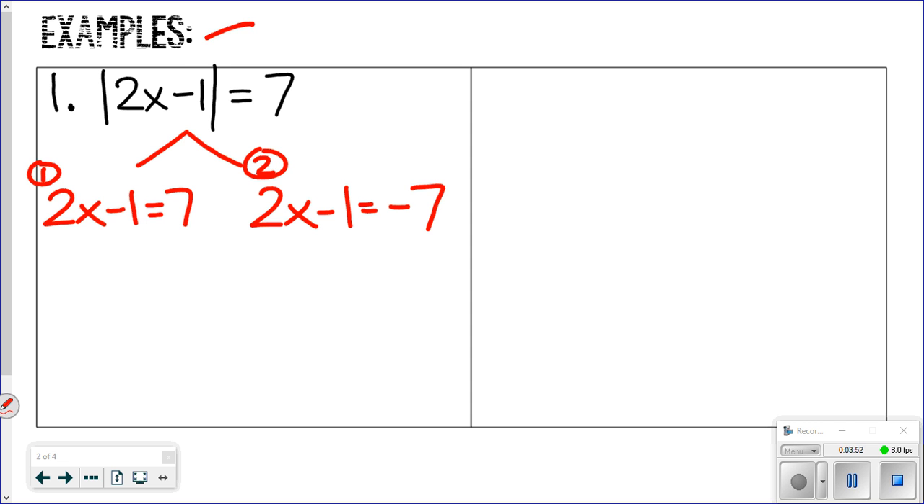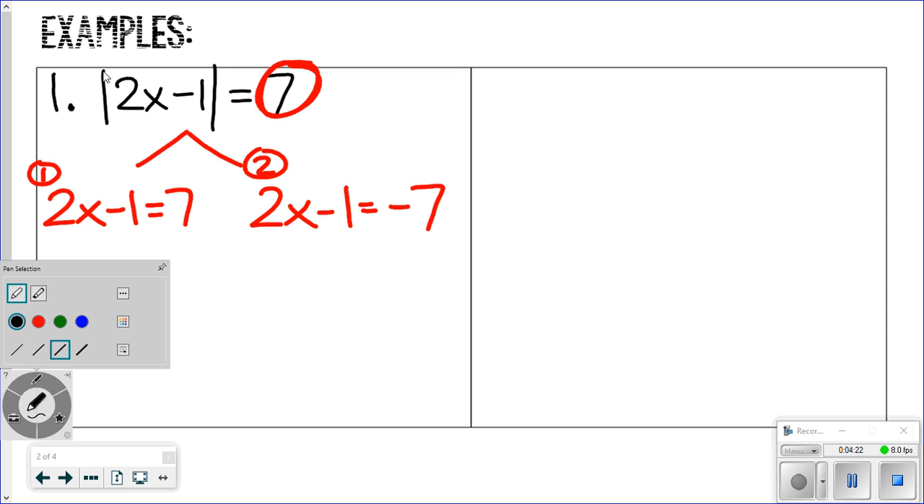Because if I put a negative 7 in here, it's going to turn into a positive 7. And if I put a positive 7 in here, it's going to still be a positive 7. So we can have this set equal to a negative 7 here for our second equation because I don't have any absolute value bars. So two equations. We're going to solve both of these the exact same way, but we're going to come up with two different answers.